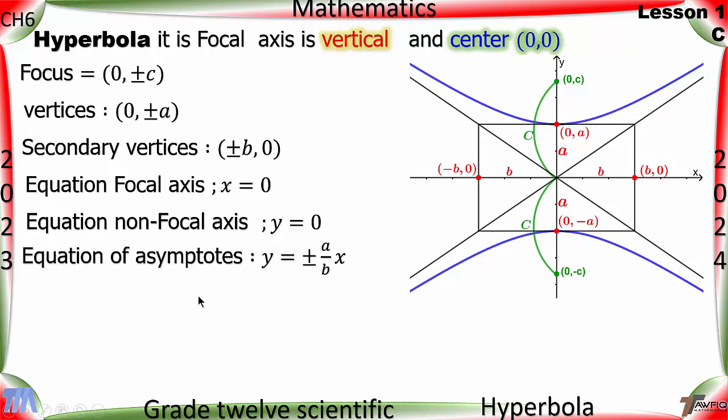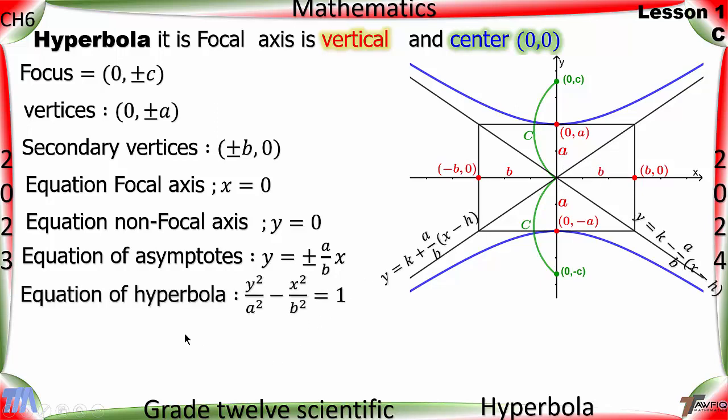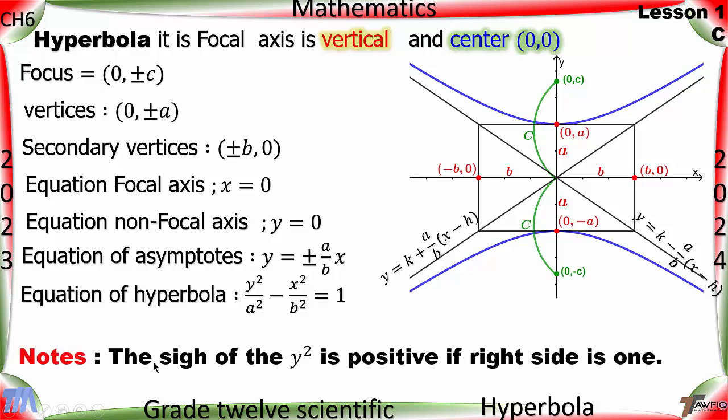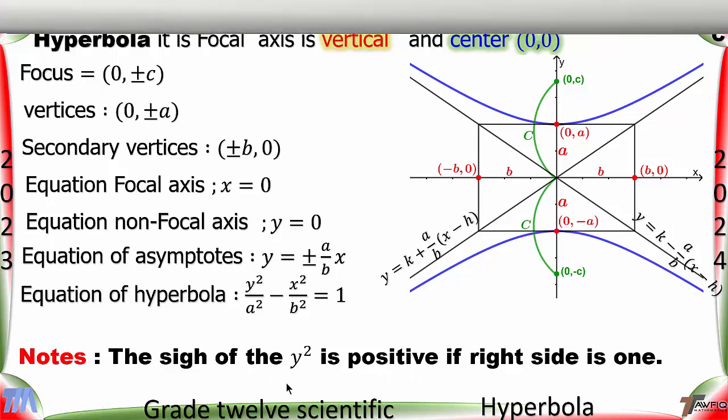And the equation of the asymptotes, this time this one is a, that means the slope is ±a over b. And the equation of the hyperbola is y squared over a squared minus x squared over b squared equals 1. The sign of y squared is positive if the right side is 1.